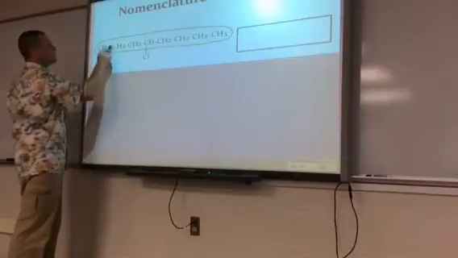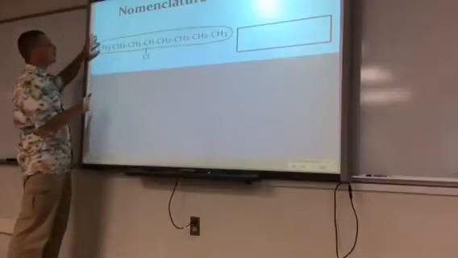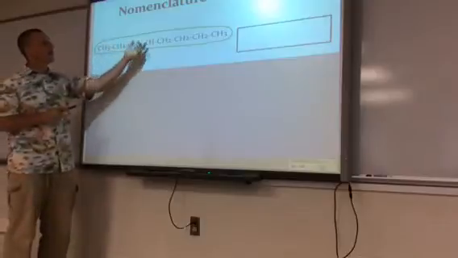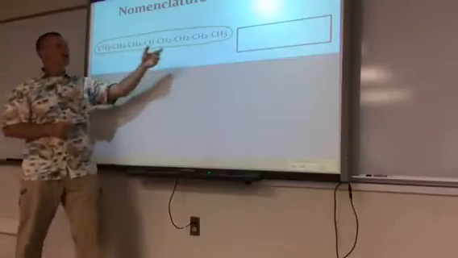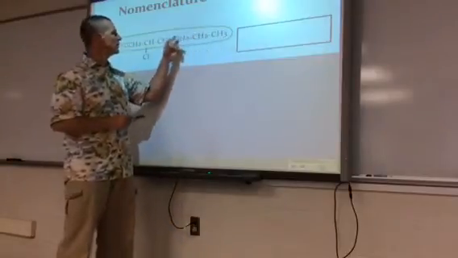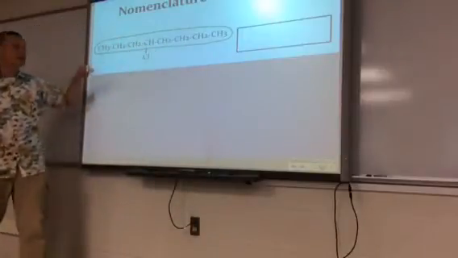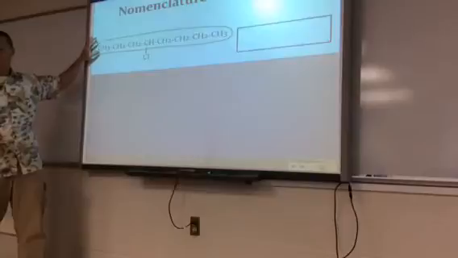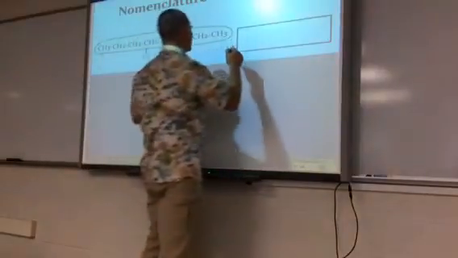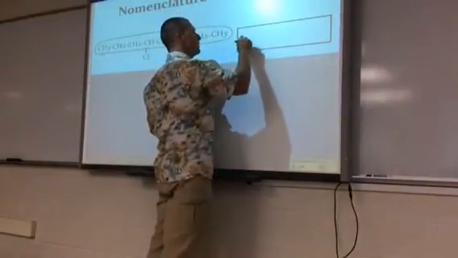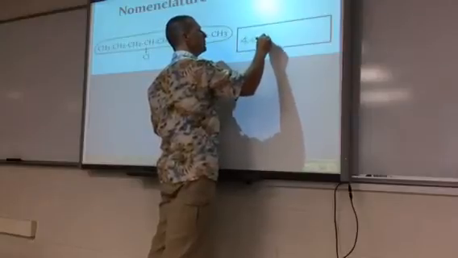And 1, 2, 3, 4. If we start counting over here on this carbon, then that would be 4-chlorooctane. If I start counting over here, 1, 2, 3, 4, 5, that would make it 5-chlorooctane. Minimize the numbering. We're starting over here. Yes? So, the chlorine is on carbon number 4 in the parent, so we call it 4-chlorooctane.